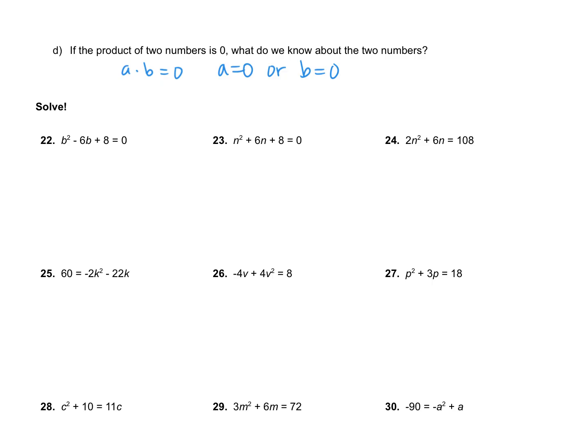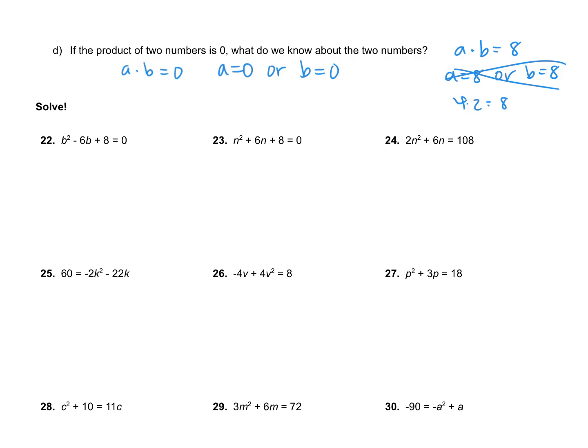On the other hand, if I take A times B and I get 8, let's say, does that mean that A is 8 or B is 8? Does it have to be that one of them is 8? Can you think of 2 numbers that multiply to give us 8 that don't include 8? 4 and 2, right? 4 times 2 gives us 8. So that example just shows us that we can't say one of our numbers is 8.